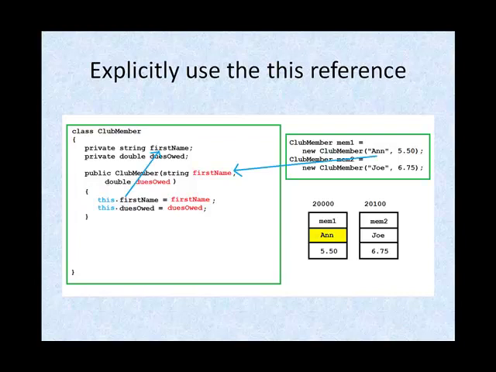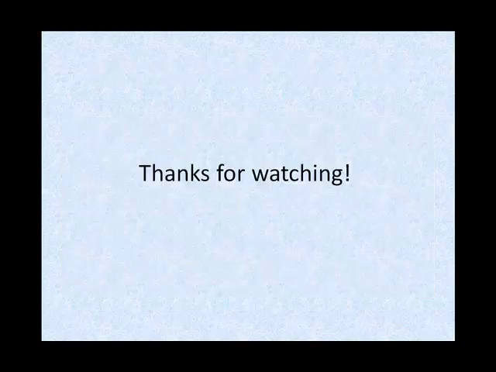When you declare a club member using Anne, Anne's first name will be assigned to 20,000's first name, and her dues will be assigned to 20,000's dues. When you create the other club member, Joe's first name will be assigned to 20,100's first name, and the dues will be assigned to the appropriate dues. It's good to know that the this reference is working behind the scenes.